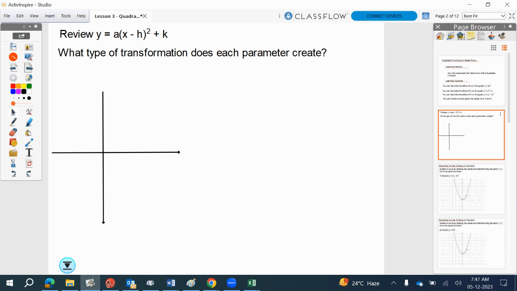So a quick review for those that do understand. What we're looking at is the transformation of each of the three parameters here, a, h, and k, on the quadratic function. I'll give you a very brief introduction. We have the quadratic parent function, which looks like this. This is y is equal to x squared.